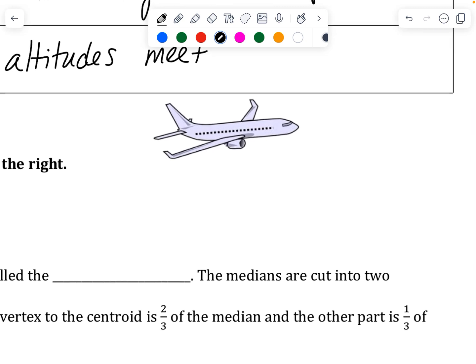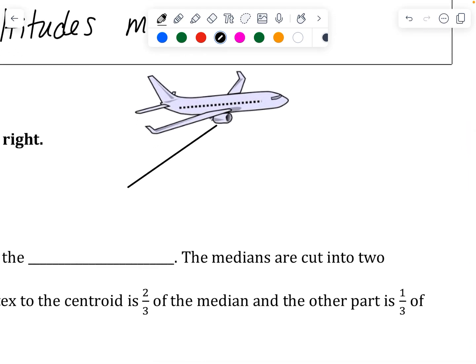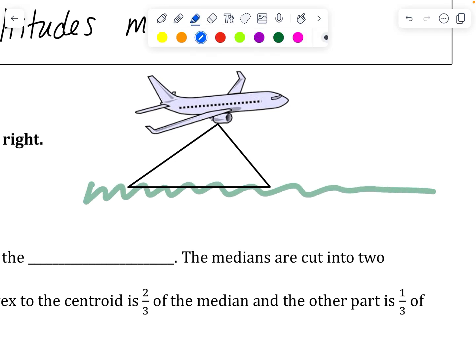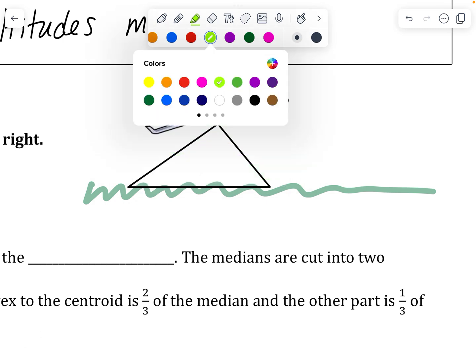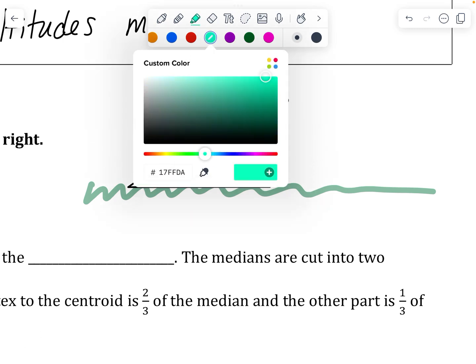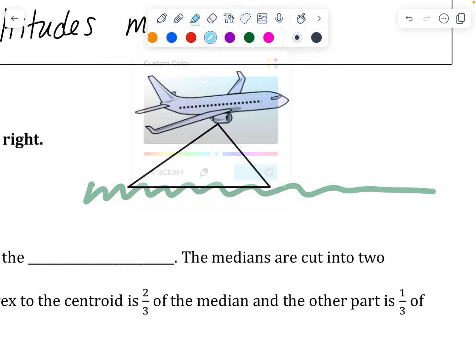So for example, if I wanted to find the altitude of this plane, doesn't matter what kind of triangle I draw. Here's the grass on the ground, and let's make a nice pretty blue sky. So here's my airplane.